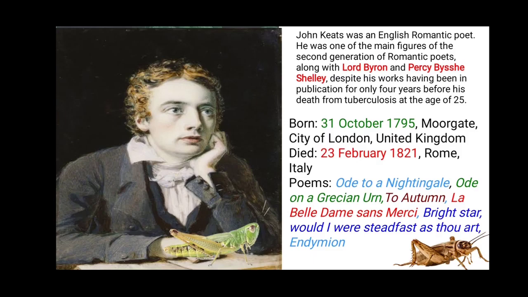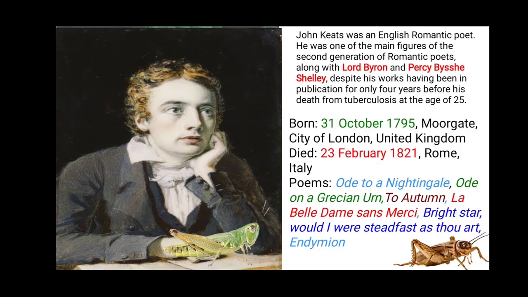John Keats was an English romantic poet. He was one of the main figures of the second generation of romantic poets, along with Lord Byron and Percy Bysshe Shelley, despite his works having been in publication for only 4 years before his death from tuberculosis at the age of 25. John Keats was born on 31st October 1795 in Moorgate, near the City of London in the United Kingdom. He died at the age of 25 on 23rd February 1821, in one of his favorite cities, Rome, in Italy.